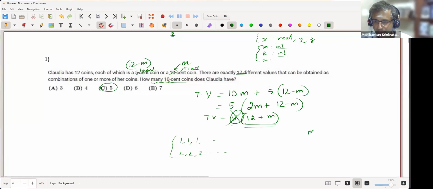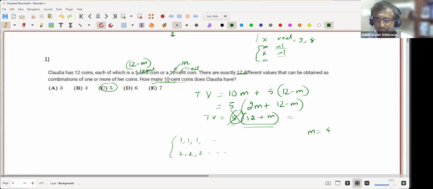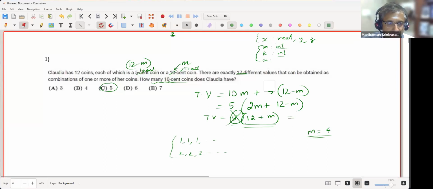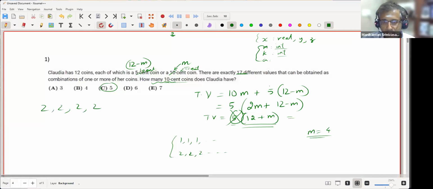For example, if I put m equal to 4, the total value would be 16, or in a scaled problem, 16 times 5. I'll just stick with 16. But suppose m equals 4. What does that mean? I have 4 of these 2-cent coins, so 2, 2, 2, 2. And then I have 8 of these 1-cent coins, 1, 1, 1, 1, 1, 1, 1, 1.